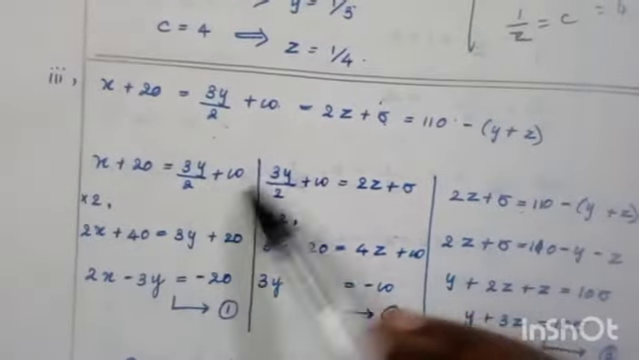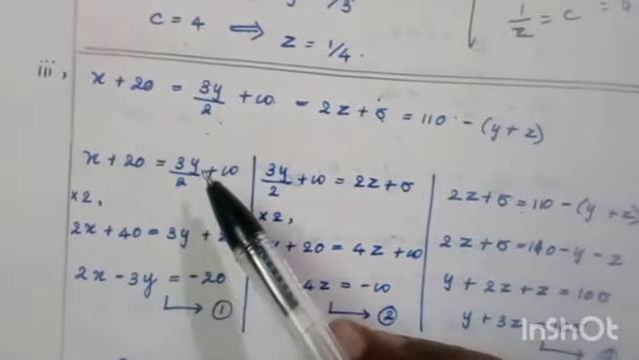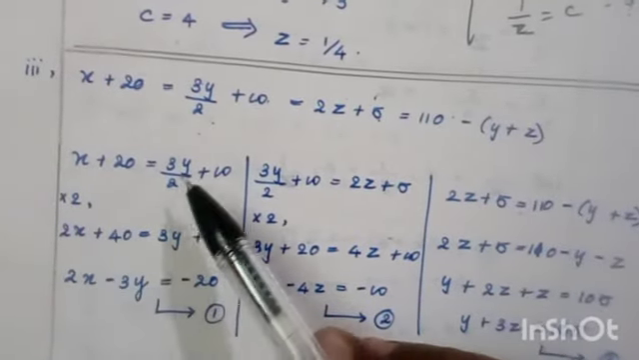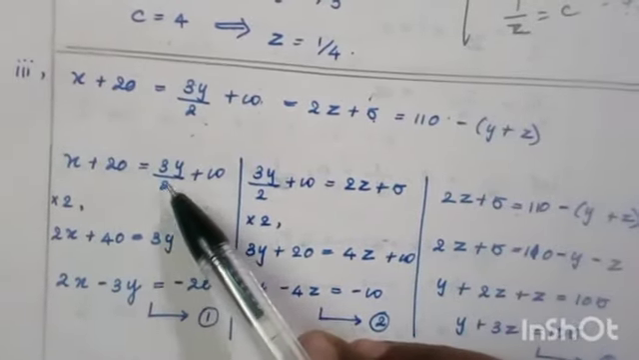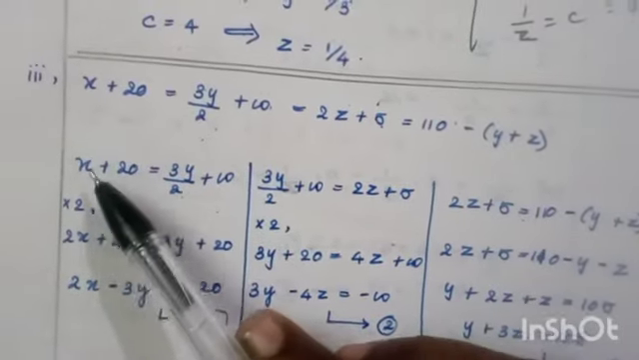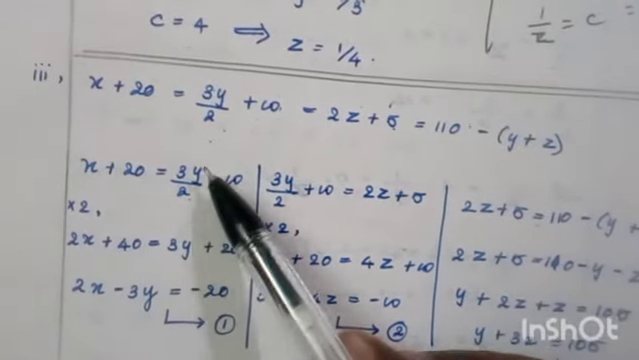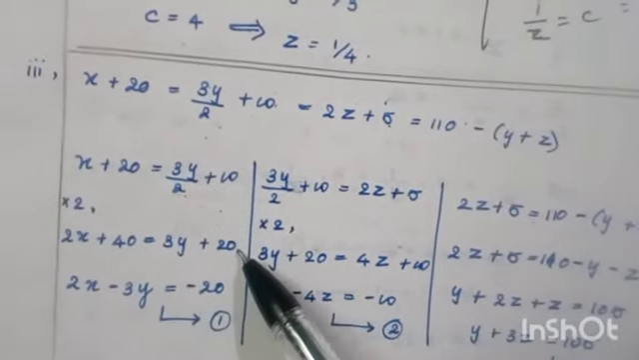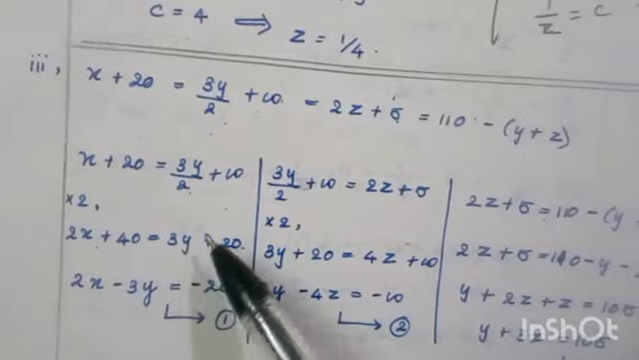So now you have to solve this. Make it as a linear form. So multiply by 2. Why are we multiplying by 2? We want to remove this division, so it is that fraction. So 2x plus 40 equal to 3y, multiply by 2, 2 cancels, so 3y plus 20. So that is 2x.